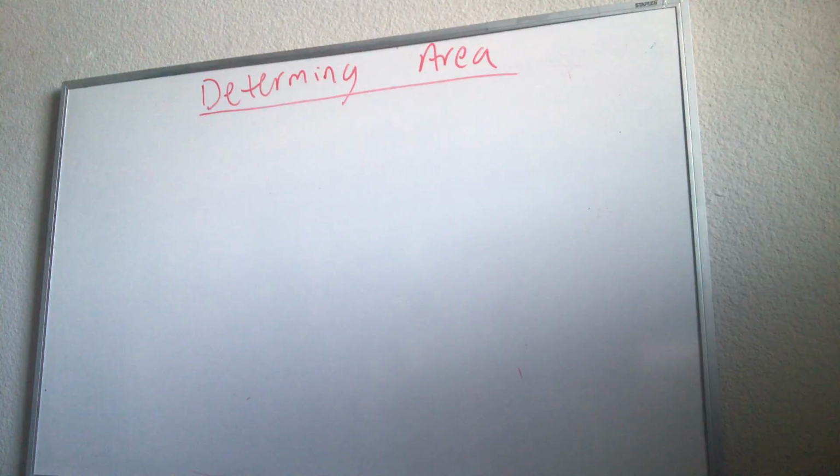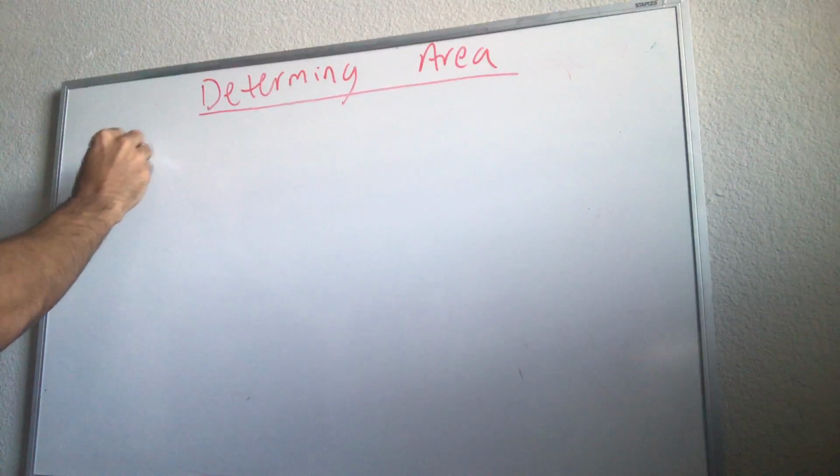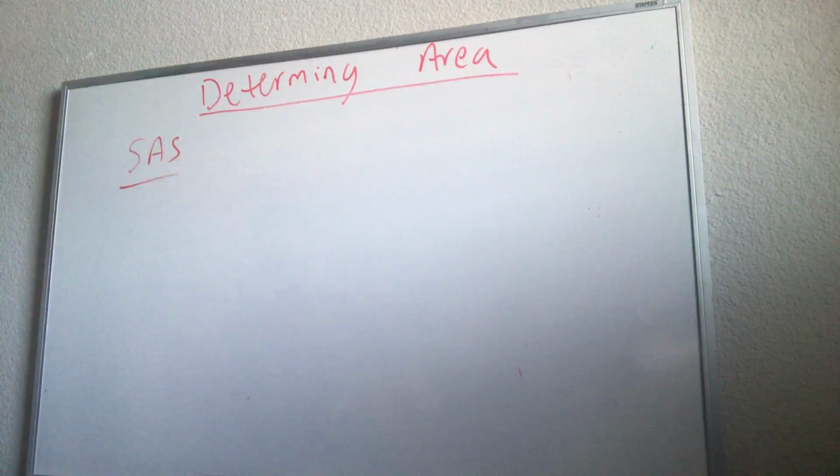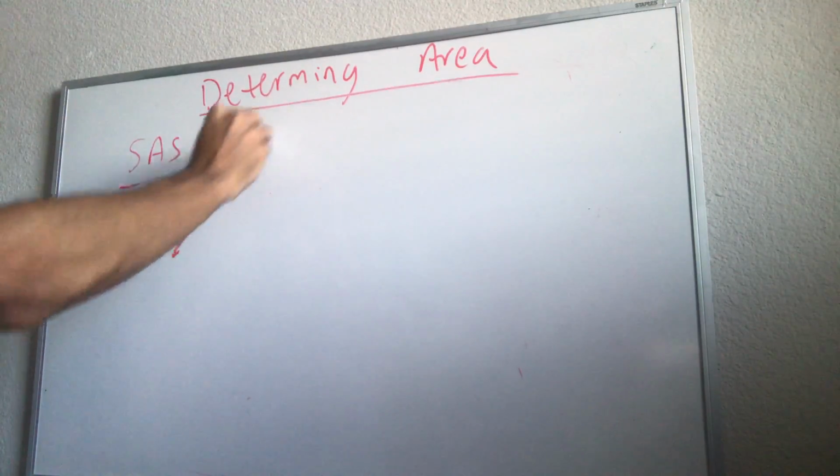So here I'll be going over the sine area formula, how to determine the area of a triangle when you have two sides that are given to you and an angle that is given between those two sides. So really we're talking about a specific case of a triangle where it's SAS, right? So let me give you an example.